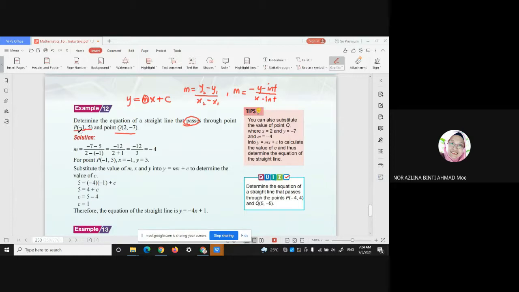So now this is x1 and y1, and here x2 and y2. To get m: y2 minus y1, negative 7 minus 5, over x2 minus x1, 2 minus negative 1. You simplify and get m equal to negative 4. So that is the value of m.